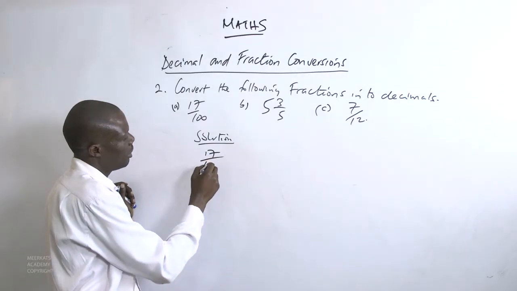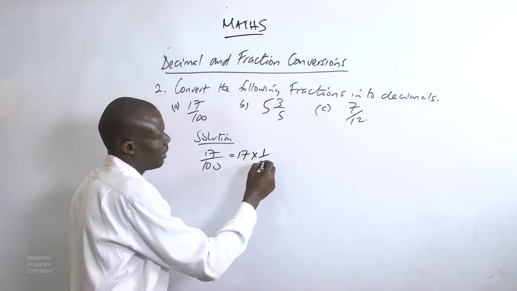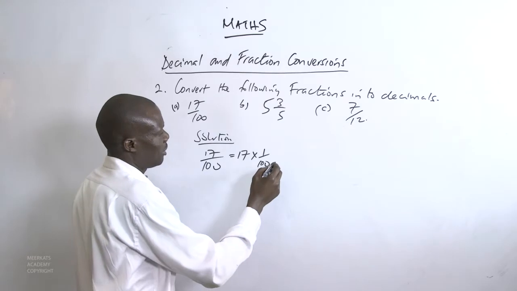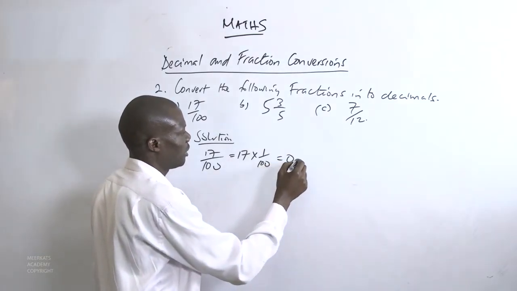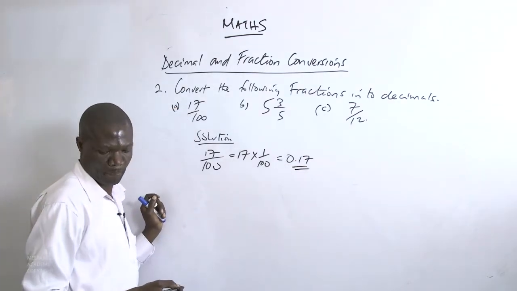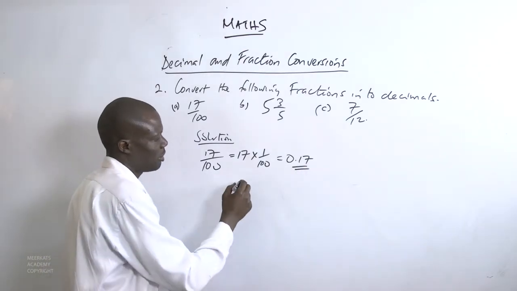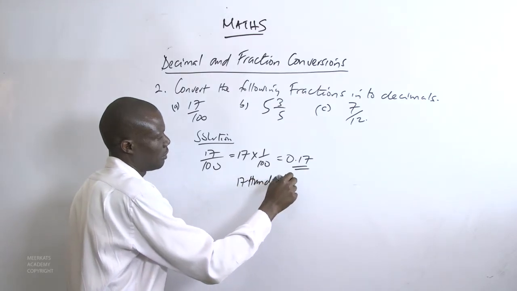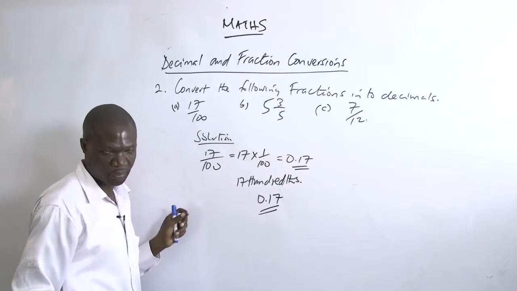Now, for the first one, 17 over 100 is the same as 17 hundredths, which is the same as simply saying 0.17. That's why I'm saying this is the same as 17 hundredths. So the answer is 0.17. That's what it simply means.